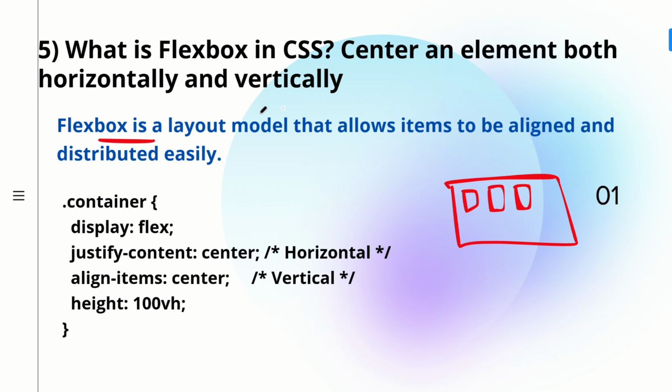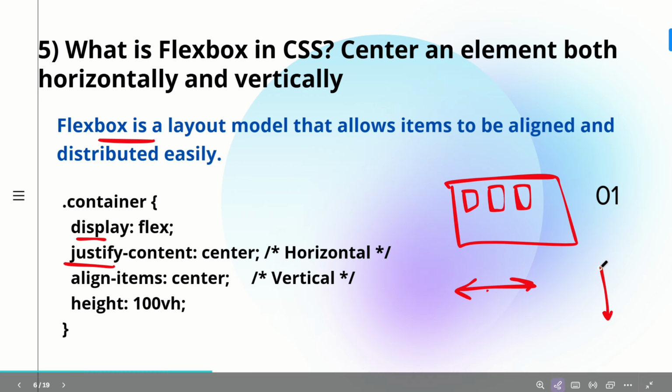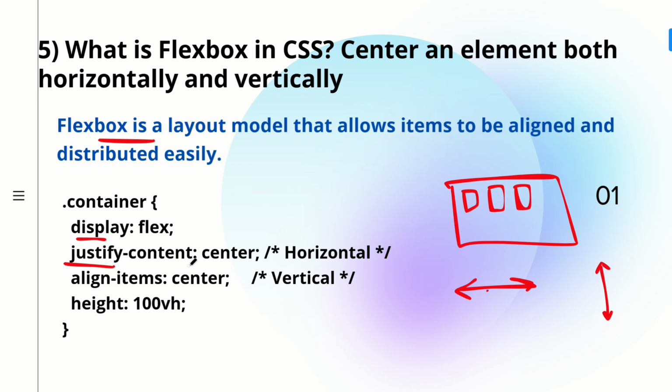And how we can center the element horizontally and vertically both, so for that you have to write display flex, and you can give justify content center. So justify content is applicable on the horizontal x-axis. Then we have align items which is applicable for the y-axis, that is vertical. So for horizontal you are writing it as center, and for vertical also you are writing it as center, and this is the height of your container, that is 100vh. So this is how you can make your element be in the center horizontally and vertically.